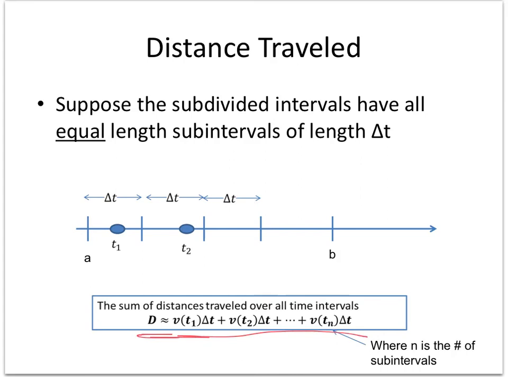And then this, once again, is just telling me this is velocity times time. That's your distance. I'm doing it for the next subinterval, doing it for the next subinterval. So all I'm doing is summing up a bunch of these distances to get the total distance.